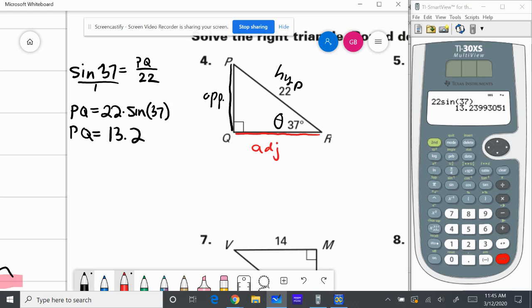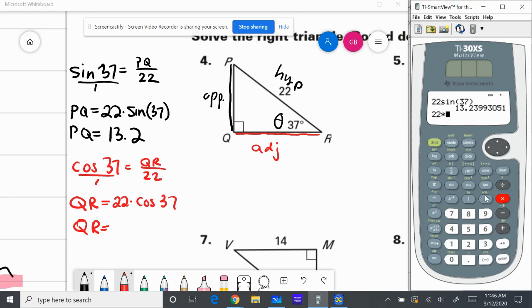QR is the adjacent side. So the cosine of 37 is equal to QR over 22. We're going to cross multiply. So QR is equal to 22 times the cosine of 37. Let's use your calculator. 22 times the cosine of 37 is 17.6.